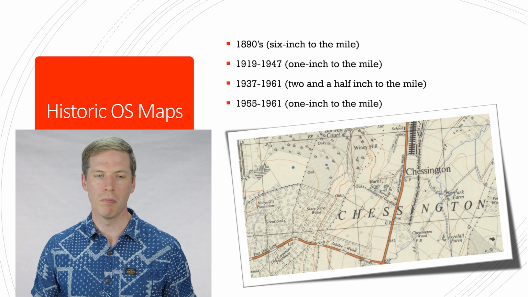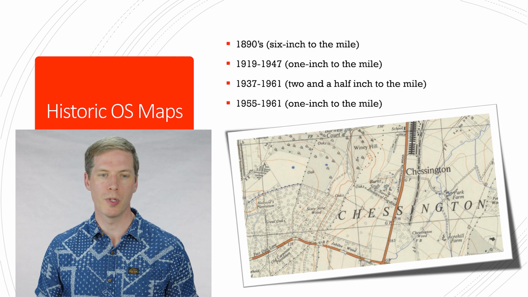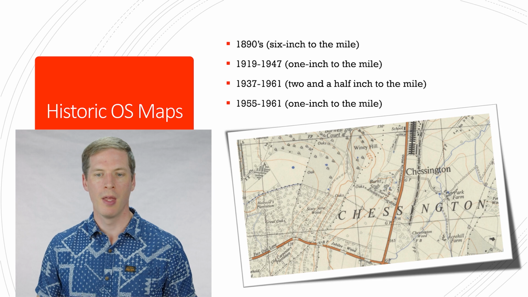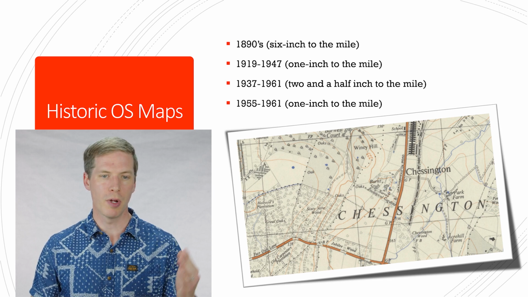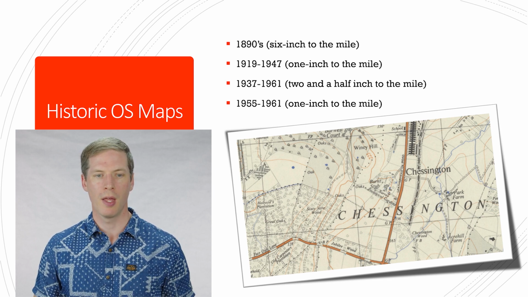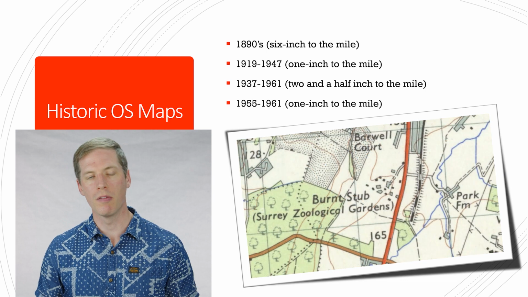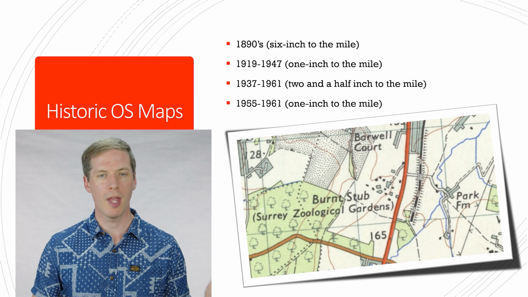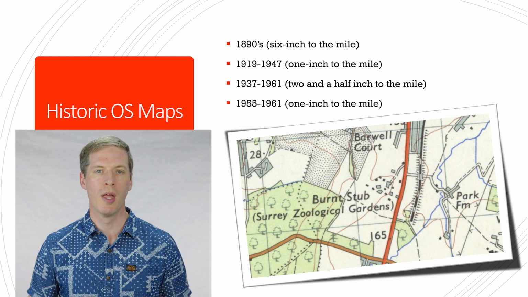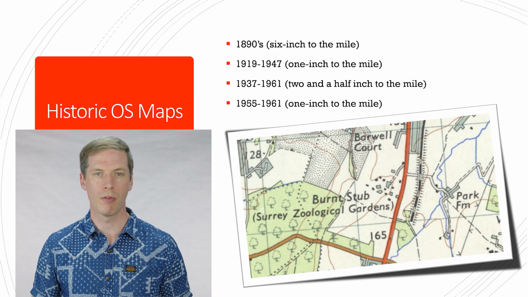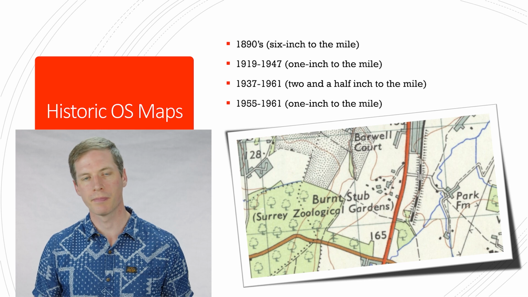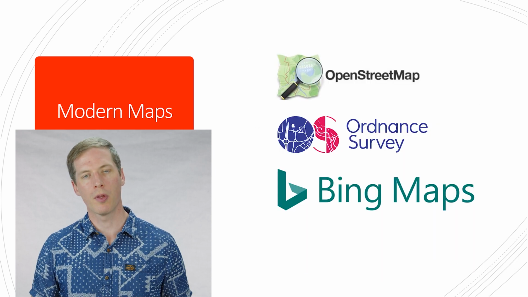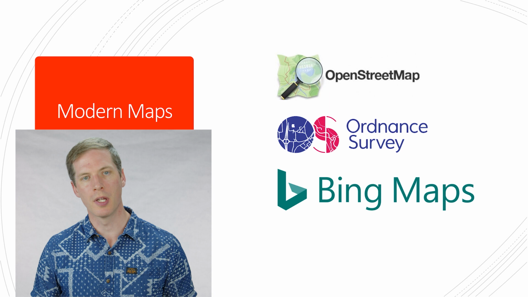We have a 1940s map range which has a 2.5-inch to the mile, and now you can see that Chessington branch line has opened. And then finally we have a 1950s and 60s map range that you can look through as well. So you can see how an area adapts over time, expands, covering the sort of surrounding rural areas.